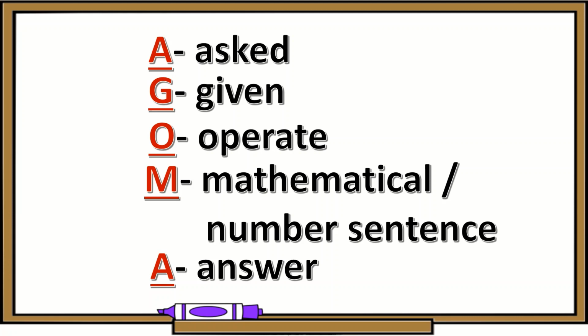So for letter A, asked. For letter G, given. For letter O, operate. M for mathematical or number sentence. And for A, answer. As you can see, for ask, kailangan alam niyo ano ba ang tinatanong sa problem. For letter G, ano ang ibinigay na datos sa problem na inyong sasagutan. For O, as operate, is the operation kung ano ang gagamitin yung fundamental operation.